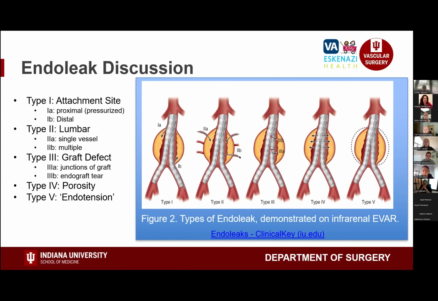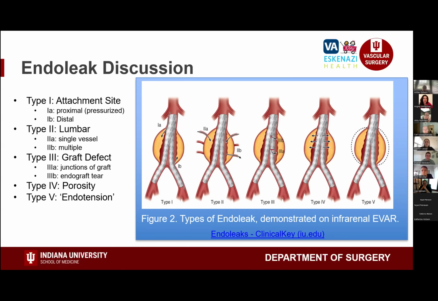A type 2 endoleak is the most common type of endoleak. It's caused by retrograde bleeds from lumbar vessels. A type 2A endoleak is caused by one vessel versus type 2B, which is from multiple. And a type 3 endoleak is caused by graft defects.